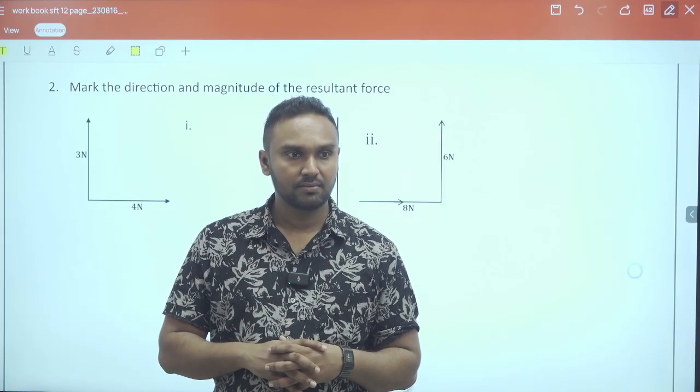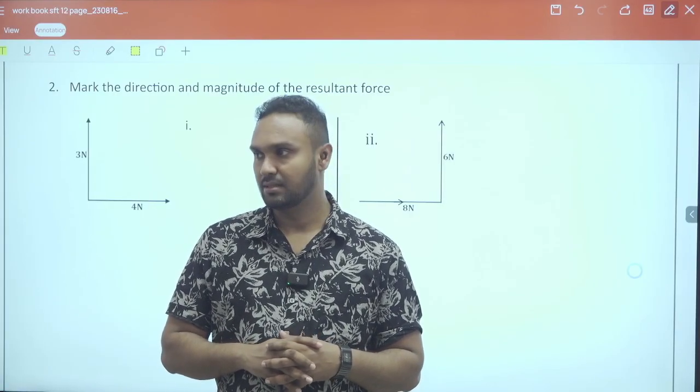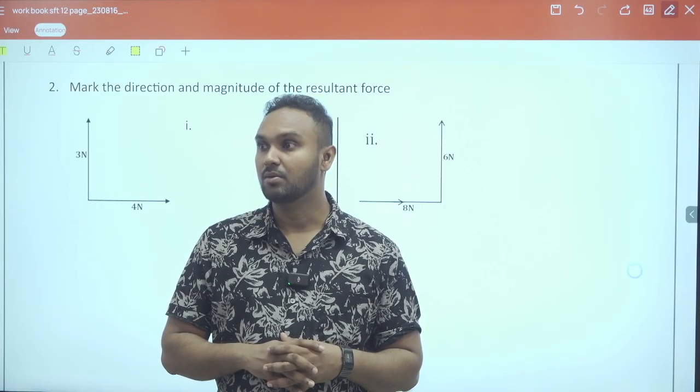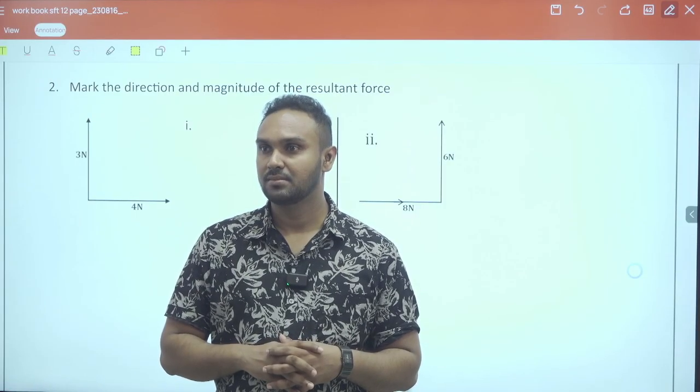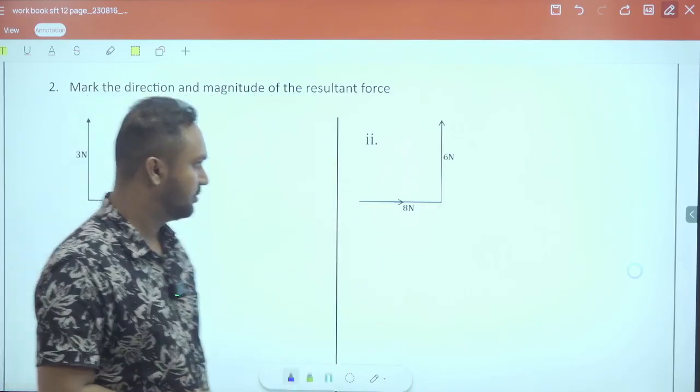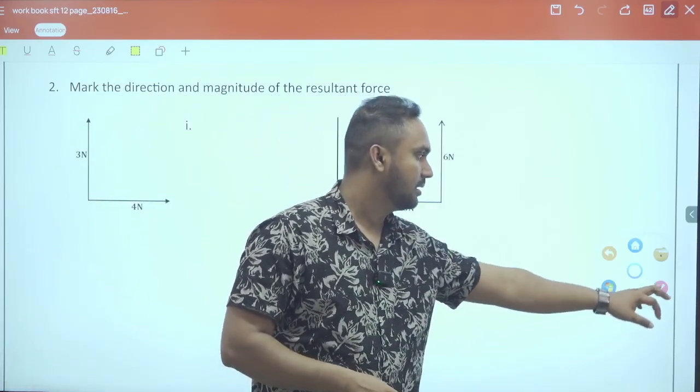And where's the direction? Like what is the direction of the resultant force now? Where does it go? Yeah, in between the two forces, right? The resultant goes in between the two forces.